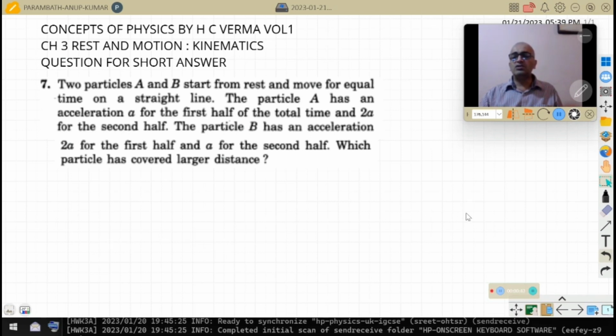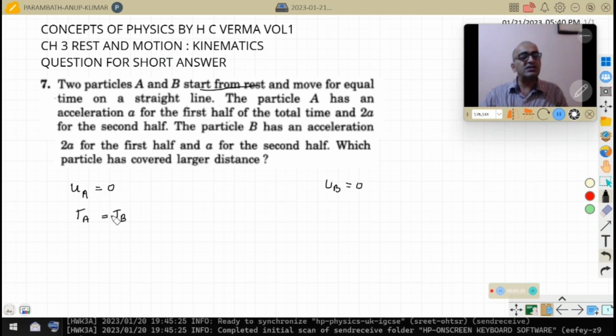We have to be careful about the statements which are given in this. That is, they have started from rest. That means for both particles, the initial velocity is 0: UA is 0 and for particle B the initial velocity is 0. They move for equal time on a straight line. That is, the total time period for A is equal to the time period for B. This is given from the first line of this question. We are able to gather this.